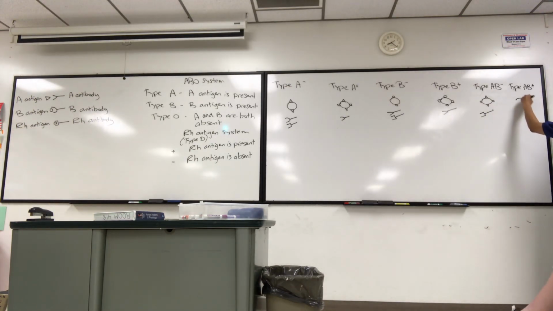I'm running out of room on the board, but I should have space to draw my RBC with the A triangles, the B's, antigens, the circles, and the RH squares. So they got all three.